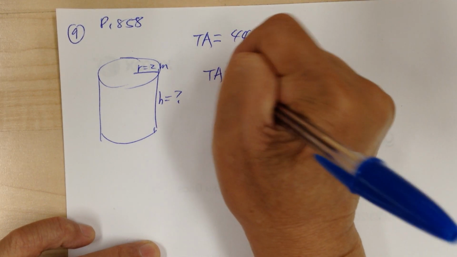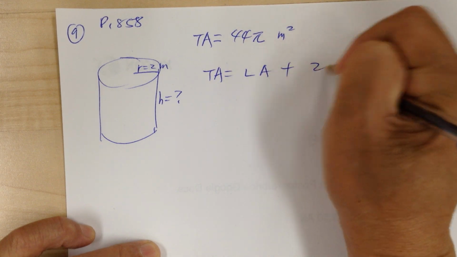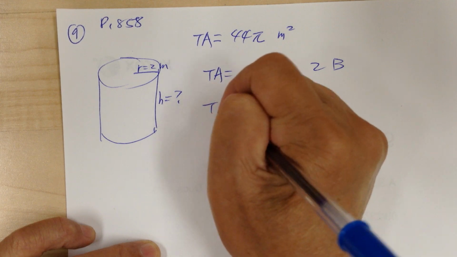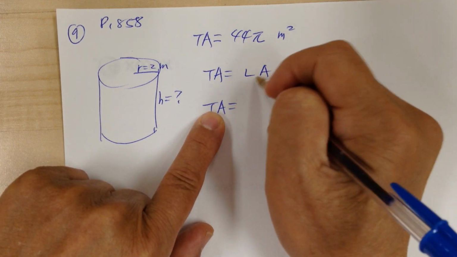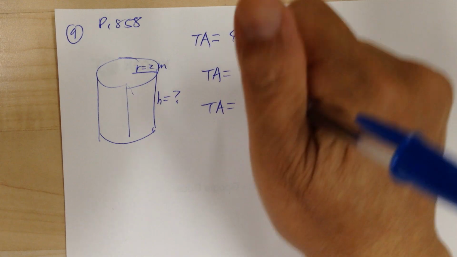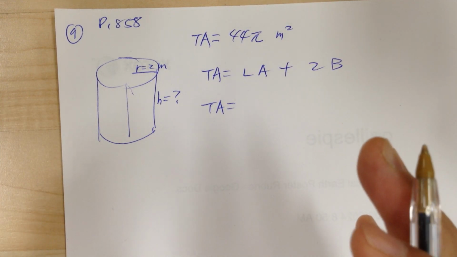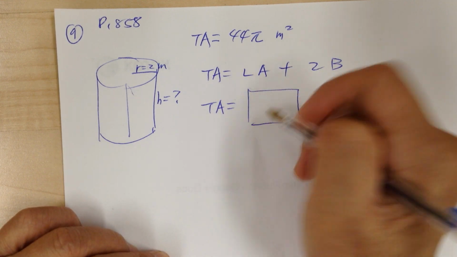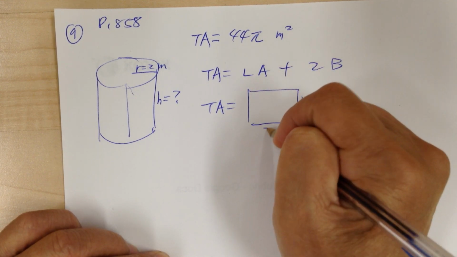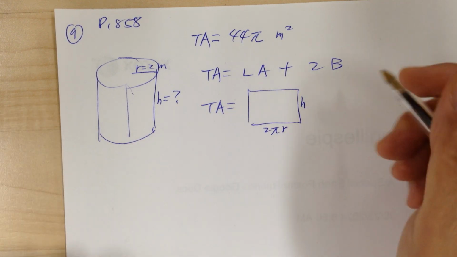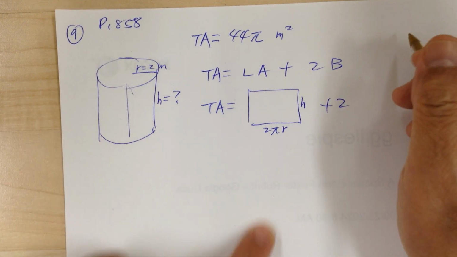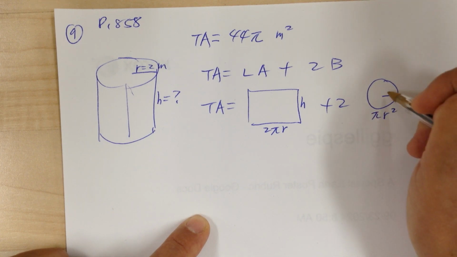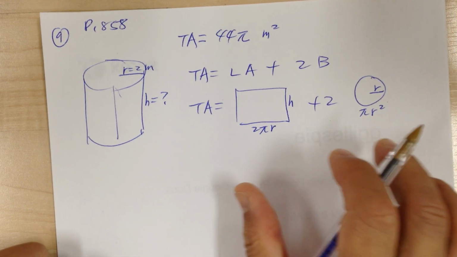So total area equals the lateral area plus 2 base area. So you can develop your strategies first. Total area equals LA, you have to cut and open up. Imagine you have a can that has a label, you cut and you open the label, it becomes like this. Here's the height, and here's 2 pi r. And plus 2 base, the bases are circles, so it'd be pi r squared. So you can develop your strategy.